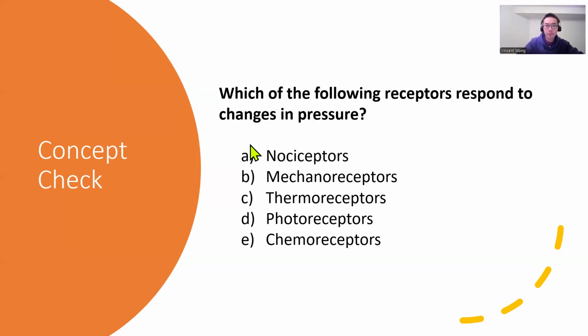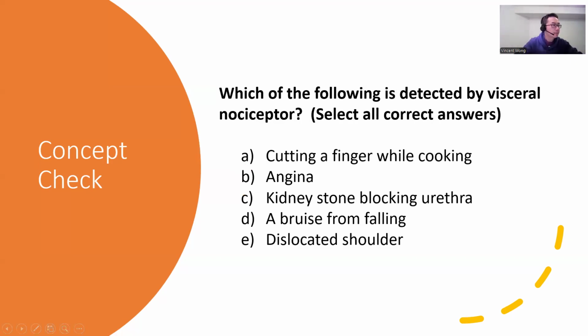All right, changes in pressure would be mechanoreceptors. The answer is B, mechanoreceptors. Next one.